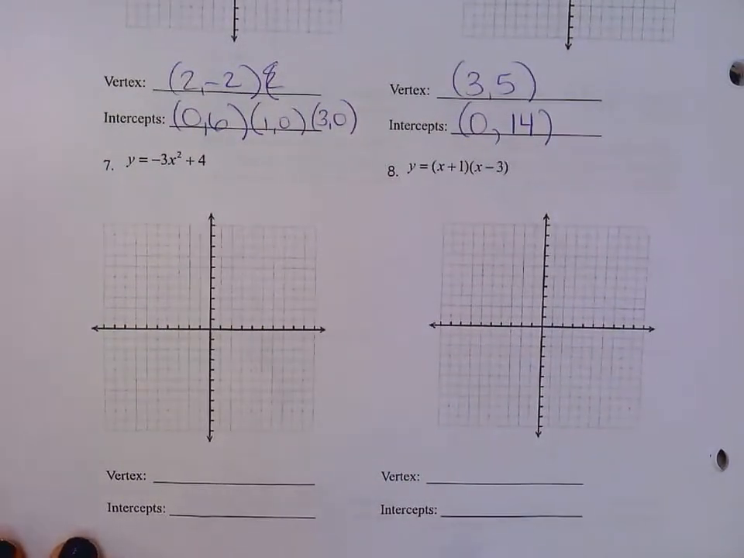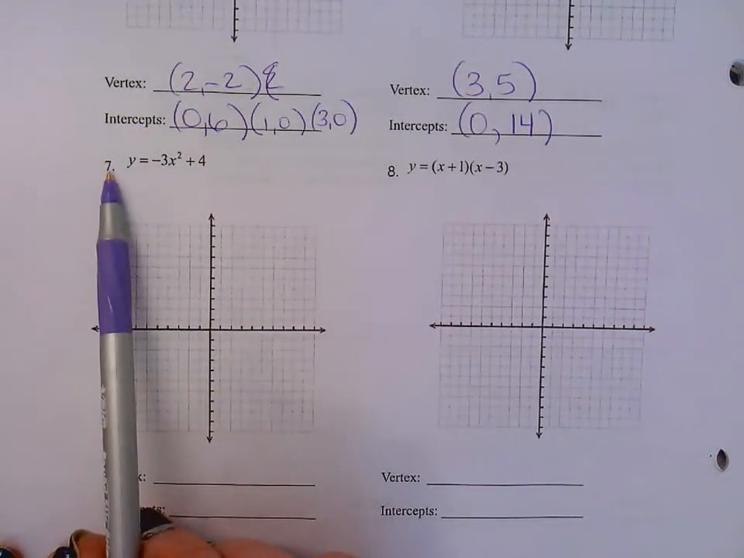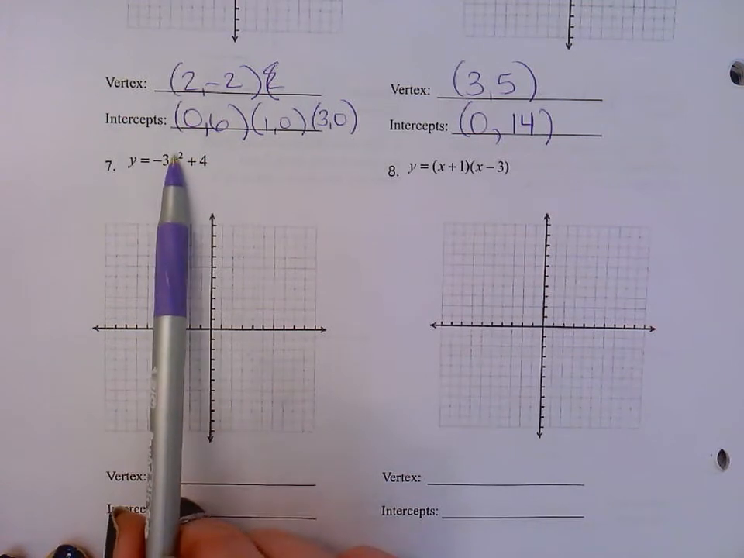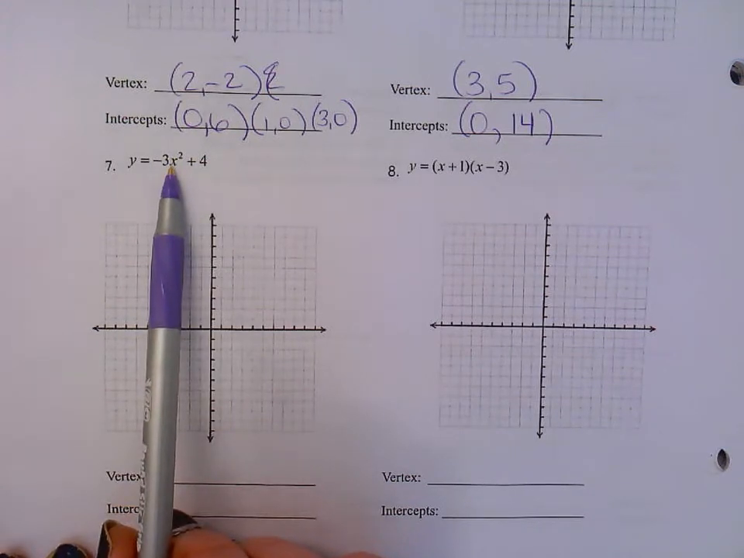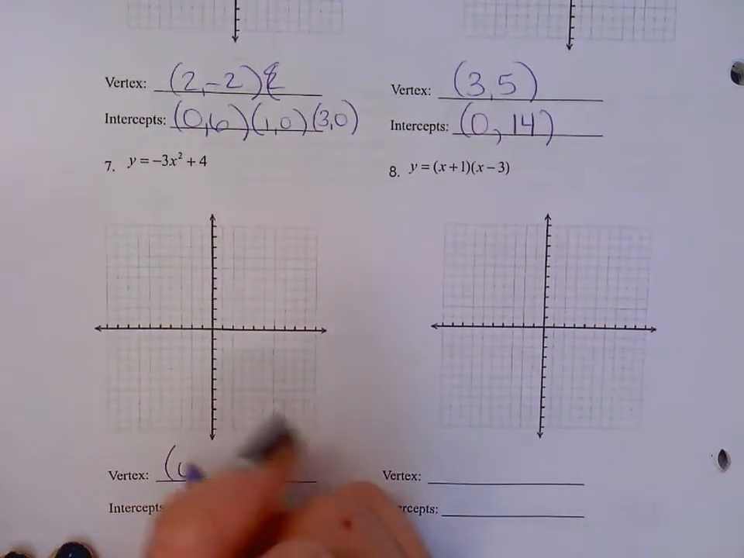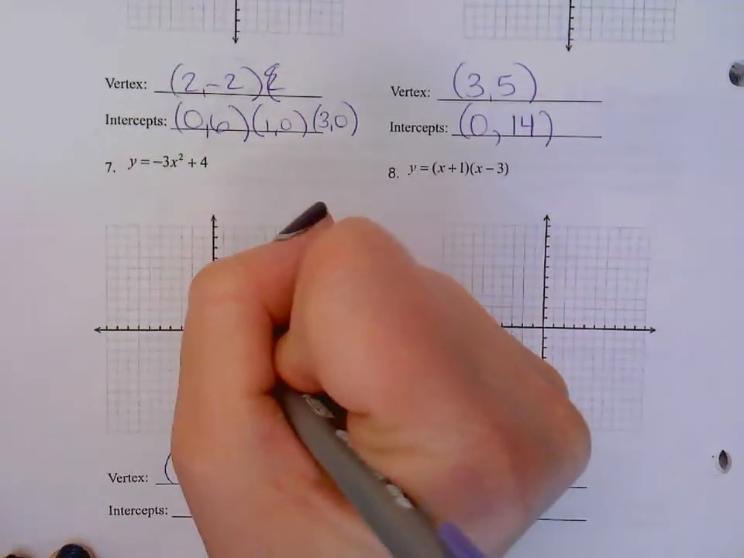Let's see, number 7 you can think of either as standard form or vertex form. I just think of it as vertex form. I'm not going right or left, but I'm going up 4. So my vertex is at (0, 4).